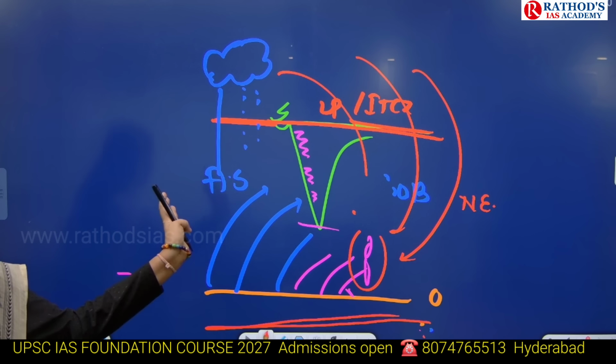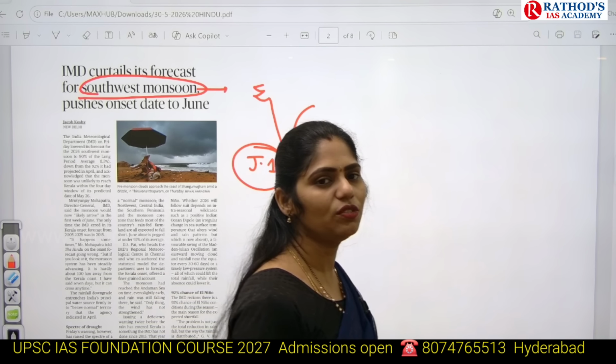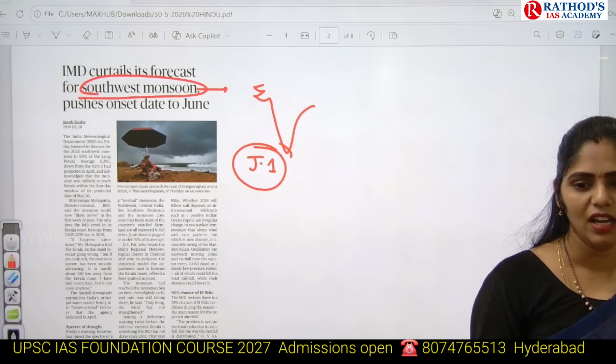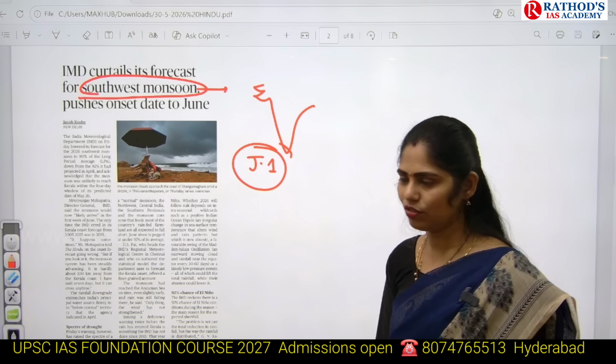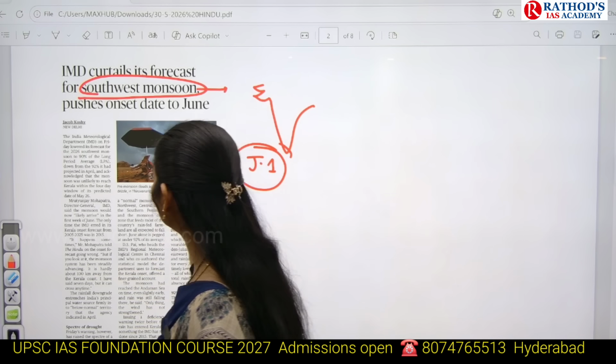Now let us come to this article. You know about the southwest monsoon. Normally the southwest monsoon will hit the coast of Kerala on June 1st. Recently IMD came up with a forecast that this year we are going to have El Nino, not La Nina. That means we are going to have very less rainfall. They predicted that we are going to get around 92% of rainfall. That means 8% deficient rainfall.